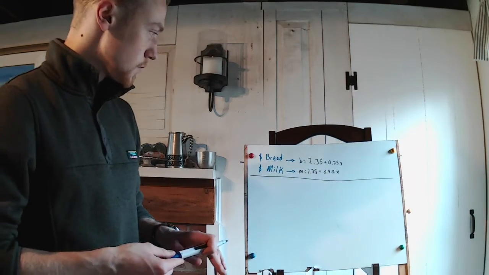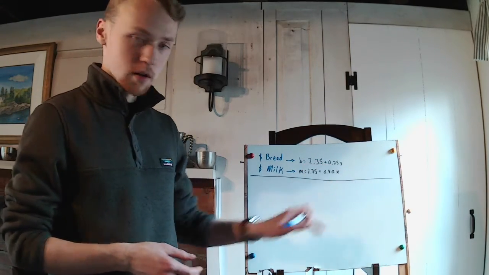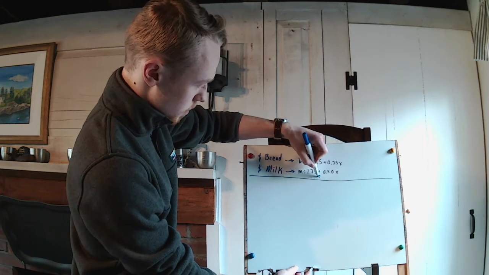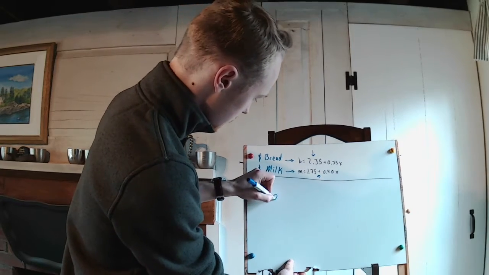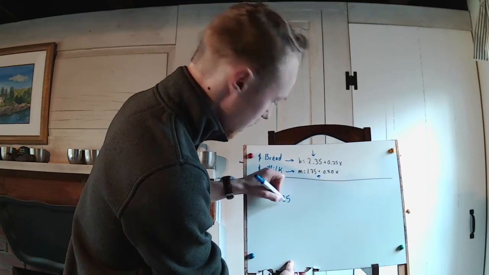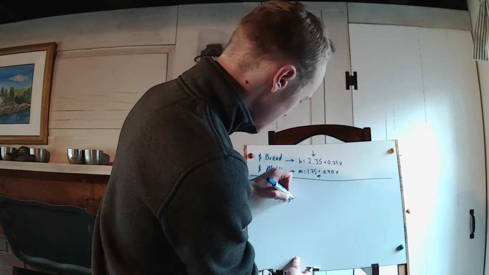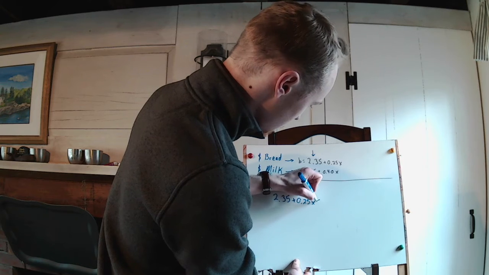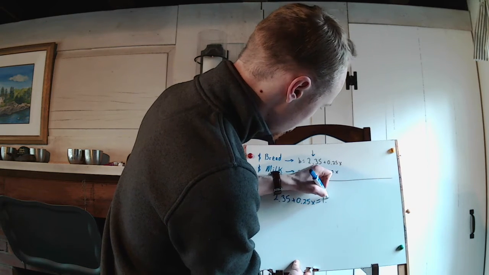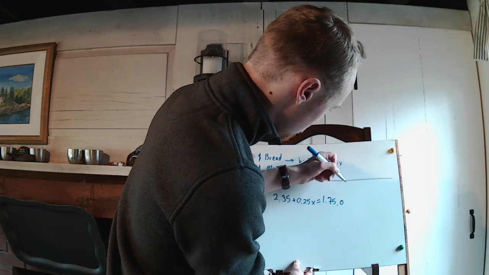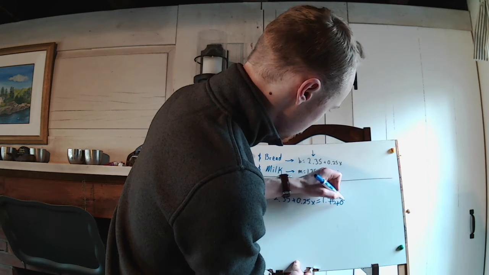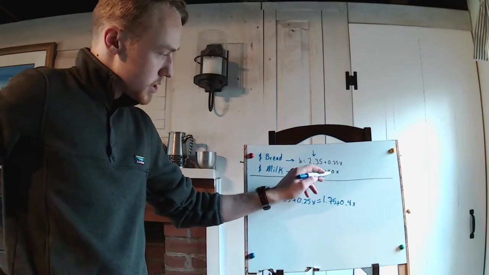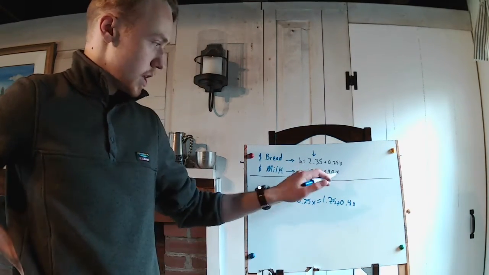Okay, so we say that the cost of bread and the cost of milk, which here's the cost of bread, right? Here's the cost of milk. We say that they're equal. Okay, so let's do this. We'll say that 2.35 plus 0.25x equals 1.75 plus 0 plus 0.4x.